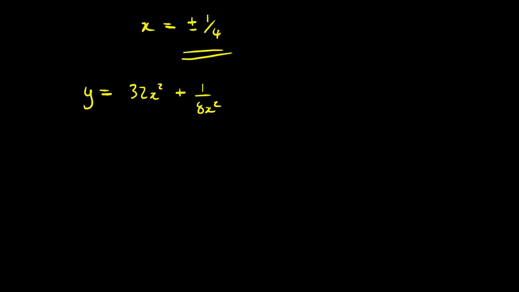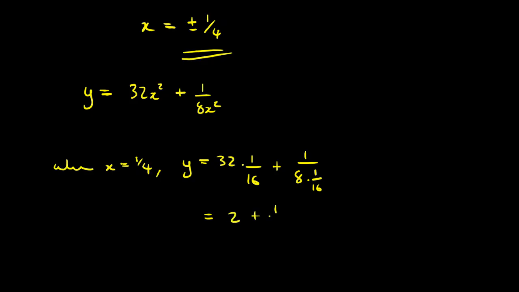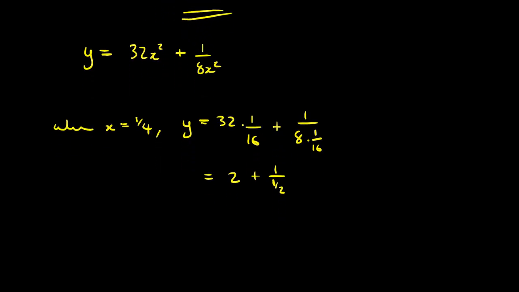Yeah. So if we substitute in x is equal to a quarter, then y is going to be equal to 32 times a quarter squared, which is 1 upon 16, plus 1 upon 8 times, again, a quarter squared, which is 1 upon 16 on the bottom. So 32 divided by 16 is 2, plus 1 over a half, because 8 times the 16th is a half. And 1 divided by a half is just 2, so we end up with 2 plus 2, which is 4. So we've got a coordinate here, which is a quarter, comma, 4.